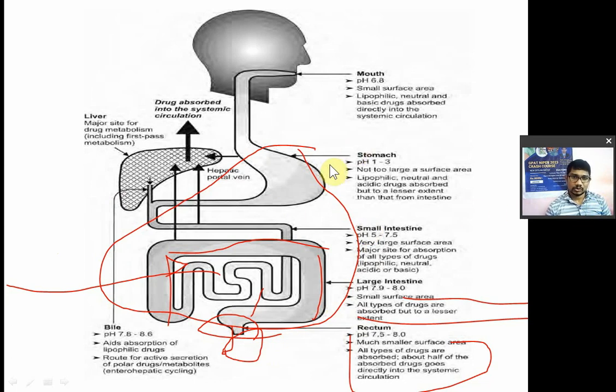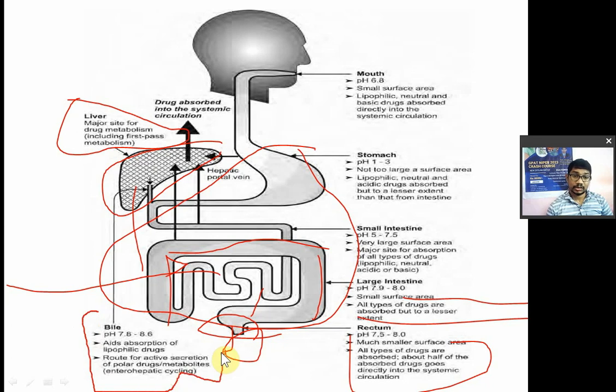In the liver, some amount of drug may be metabolized, and that is known as presystemic metabolism or first pass metabolism. We have already seen this. So you can see the liver is a major site for drug metabolism, including first pass metabolism. Now, the liver also produces bile. Bile is produced by the liver and stored in the gallbladder. The pH of bile is 7.8 to 8.6. So bile में भी कुछ drugs excrete हो जाते हैं. So bile is a route for active secretion of drugs. Only polar drugs and the metabolites of drugs are excreted in the bile.